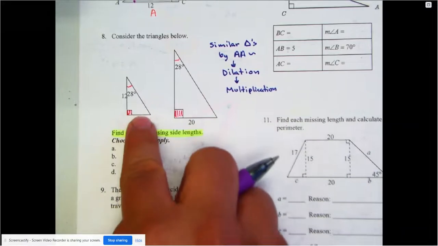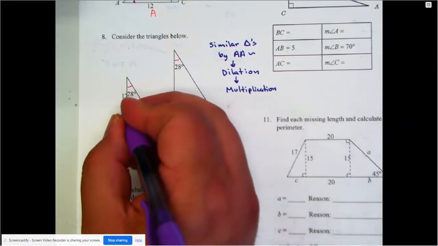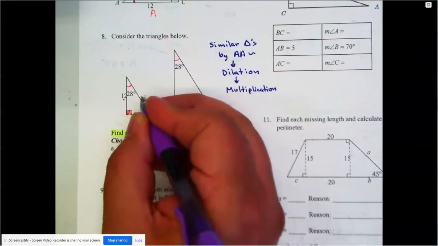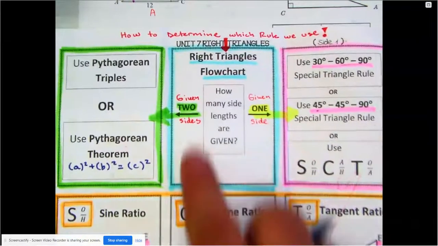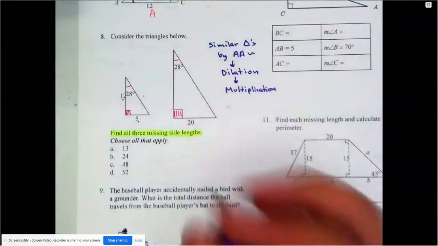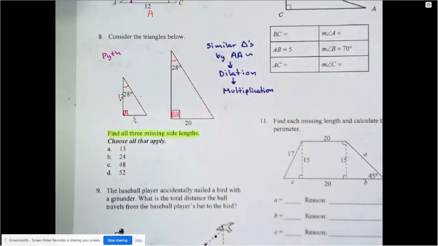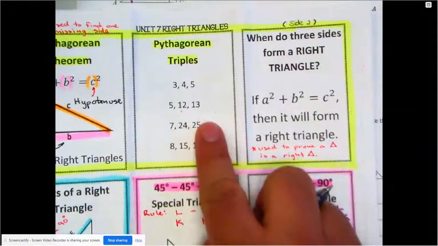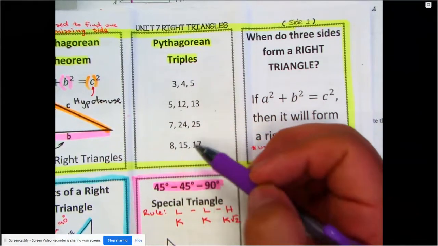So here's the thing. First of all, when I look at this picture, they gave me this side, the 12. All I need was one more. Remember, look at that flow chart. If they give you a picture with two sides, I'm going Pythagorean with it. But remember, before you go into the Pythagorean theorem, check your triples, because if those numbers are on that list, you're going to save a lot of time.